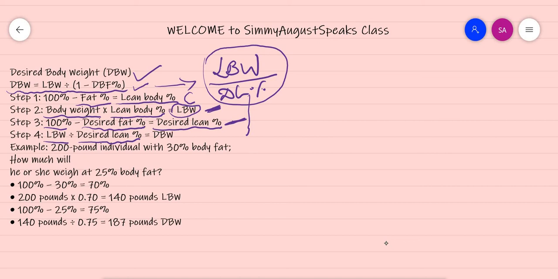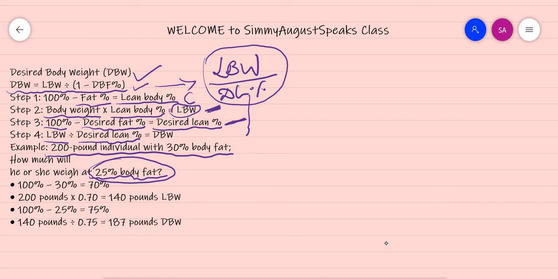Example is a 200 pound individual with 30% body fat. How much will he or she weigh at 25% body fat? So we want to find the desired body weight when the body fat percentage is 25%. In all such questions, the assumption is that the lean weight remains the same, that the lean mass doesn't change.